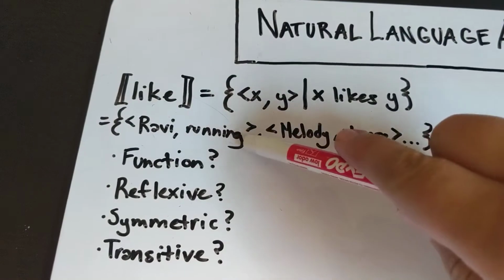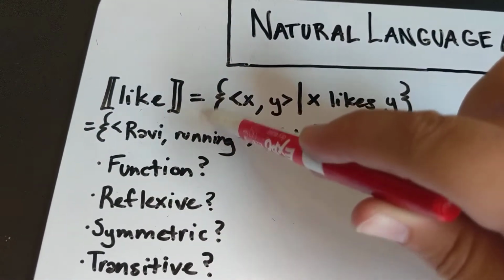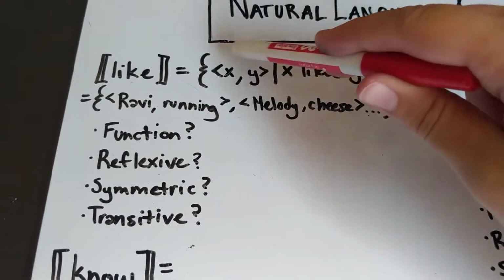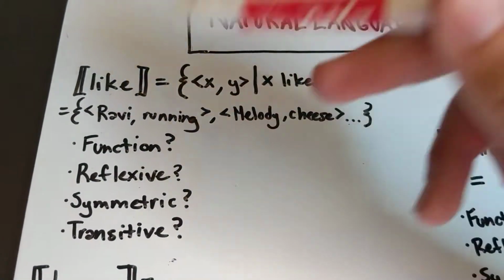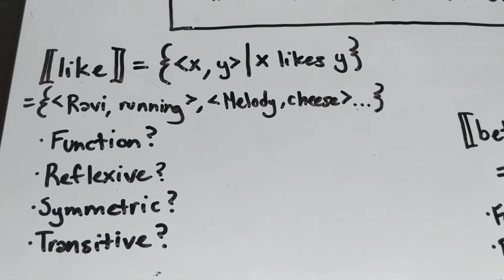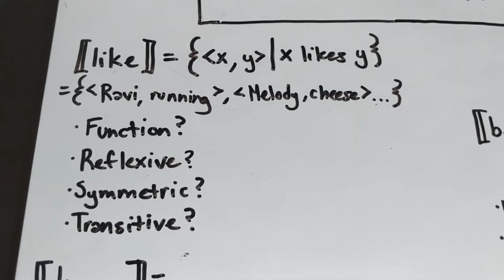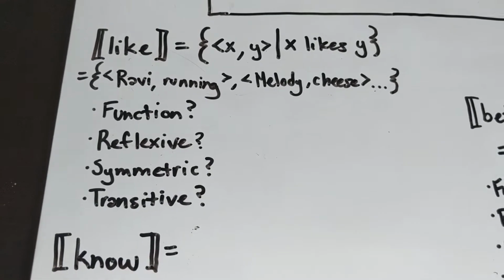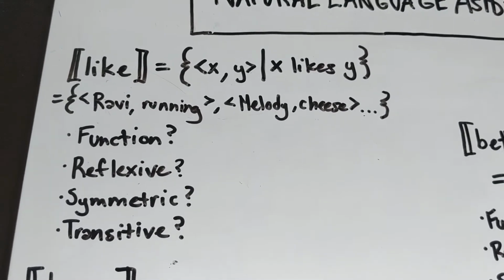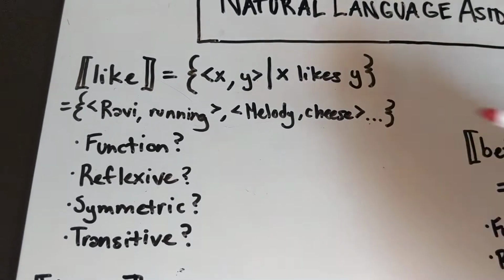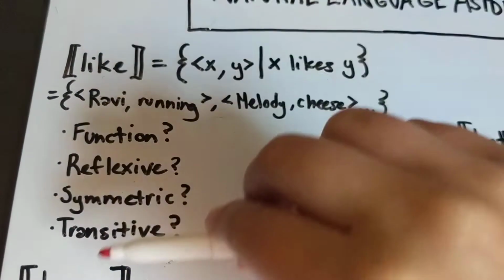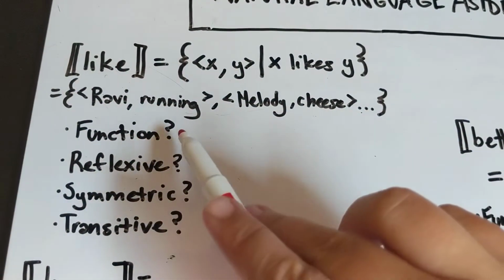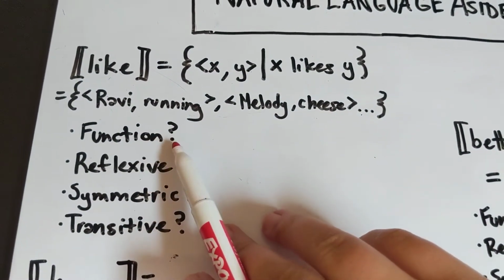So for example, this is a set of pairs like Ravi likes running, Melody likes cheese, and so forth. If you feed it an x and a y and that pair is not in there, it's going to tell you that that's not a member of that set, and so that relation is not true between those two different items. So in this video, we're going to start looking at whether the individual properties that we've talked about for different relations hold true for given lexical relations.